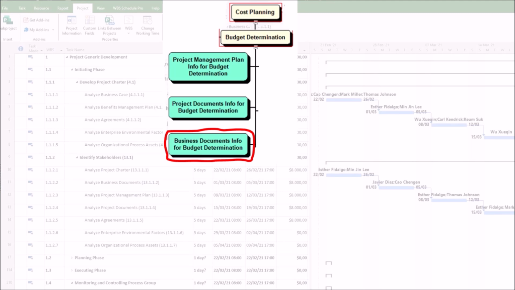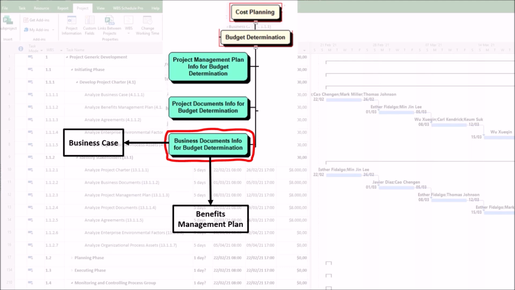The key documents are: 1. Business case. This document justifies the project's value and financial feasibility, provides cost-benefit analysis, ROI, and high-level budget estimates, and also ensures the budget aligns with strategic objectives.